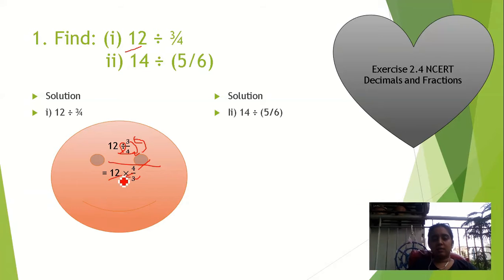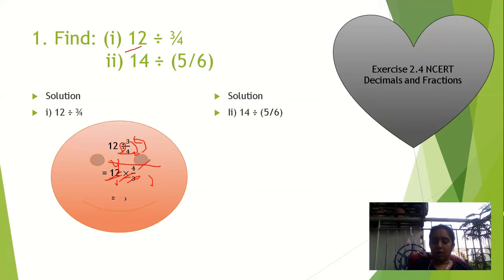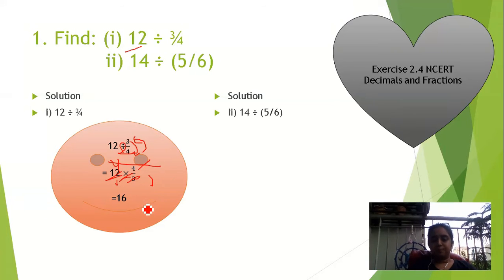That is, we can represent 12 as 12 upon 1, and we will multiply the numerator values with each other and the denominator values with each other. So this 12 is easily divisible by 3, that is 3 ones are 3 and 3 fours are 12. So in the numerator we have 4 multiplied by 4, that is 16, and in the denominator 1 multiplied by 1. So our answer would be 16.